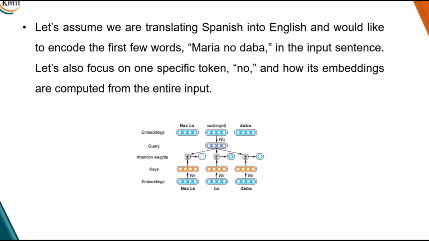Let's assume we are translating from Spanish to English, and I would like to decode the sentence: Maria no daba. Let's focus on one particular token, which is no.